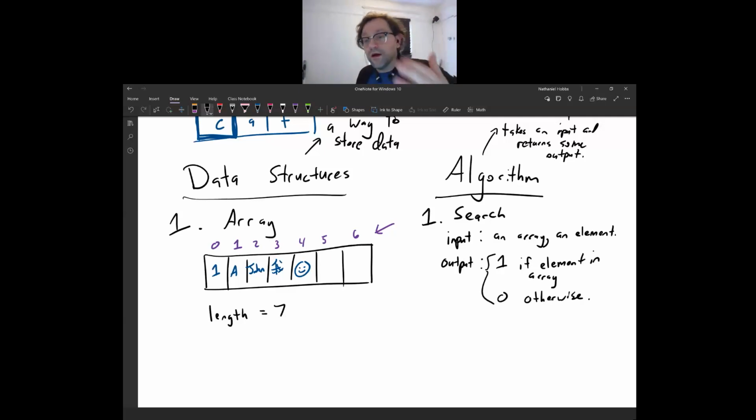Okay. You could return the index instead. If it exists, you return the index. Otherwise, you return -1 or whatever. I mean, that's just sort of a detail.